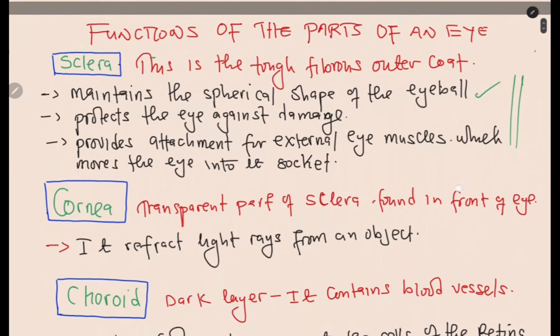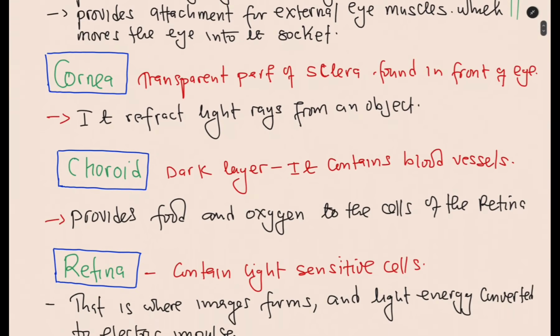What is the function of the choroid? This is a dark layer, and it is dark because it contains a lot of blood vessels. These blood vessels carry blood, mainly to supply oxygen and nutrients to the what? To the retina. So it provides food and oxygen to the cells of the retina. That is the function of the choroid.